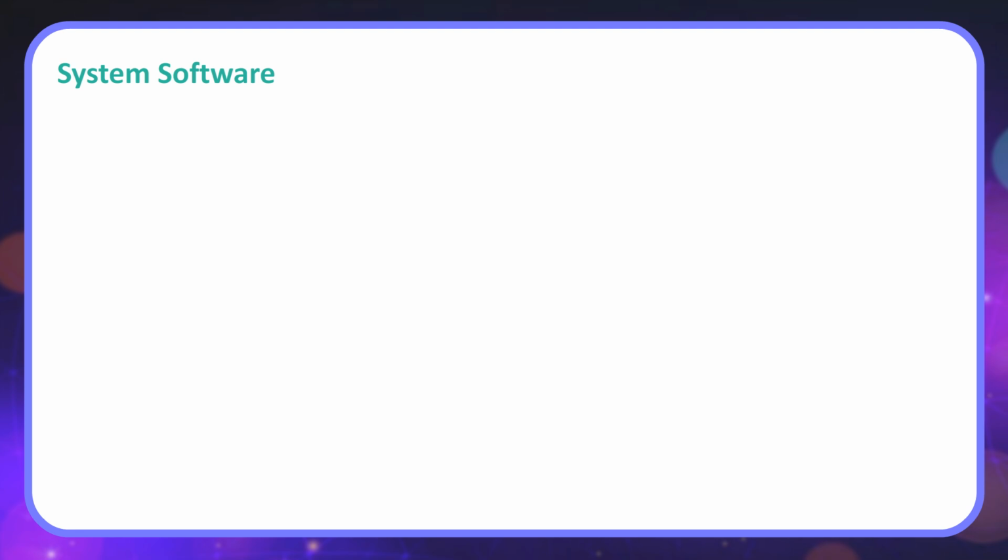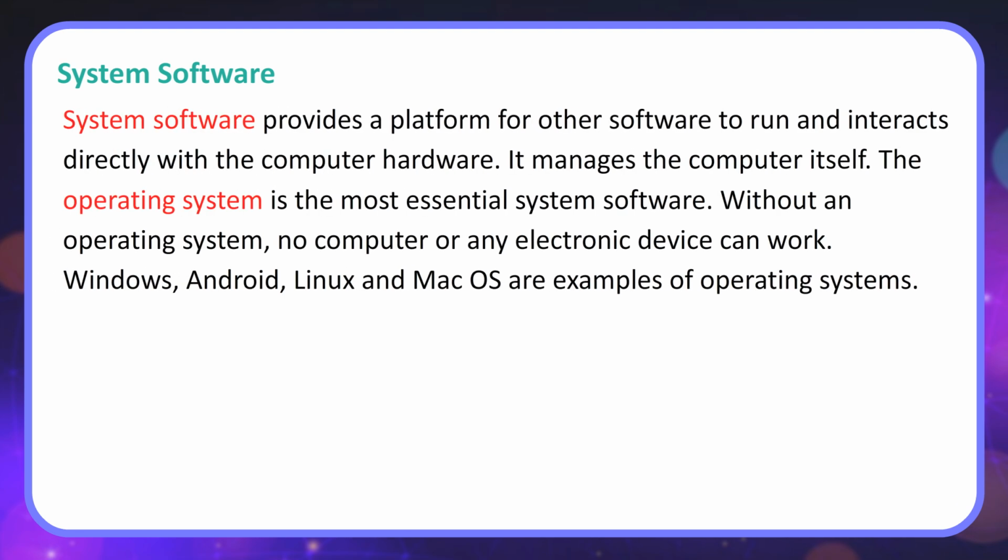System software. System software provides a platform for other software to run and interacts directly with the computer hardware. It manages the computer itself. The operating system is the most essential system software. Without an operating system, no computer or any electronic device can work. Windows, Android, Linux and Mac OS are examples of operating systems.